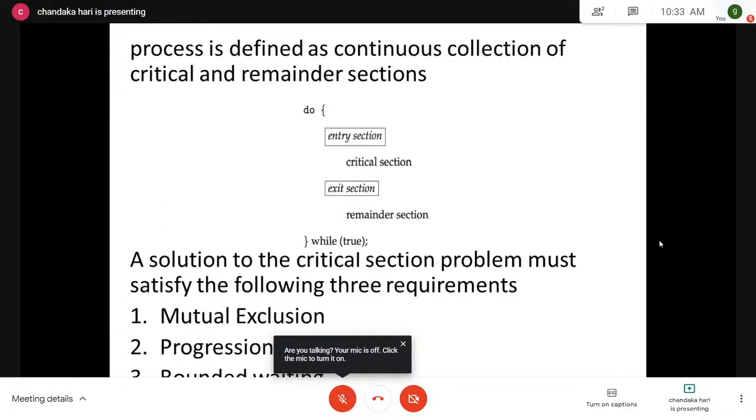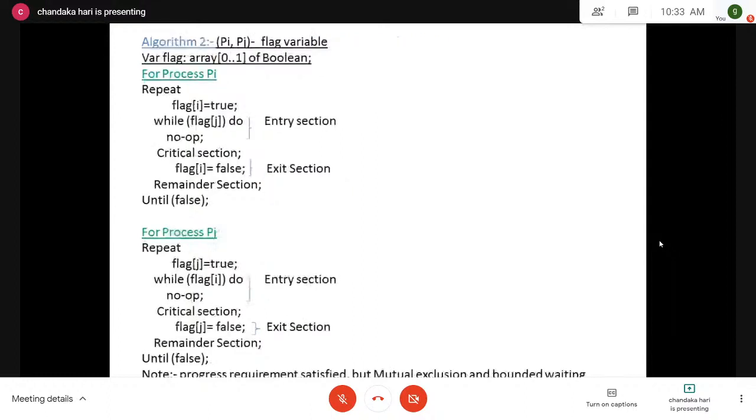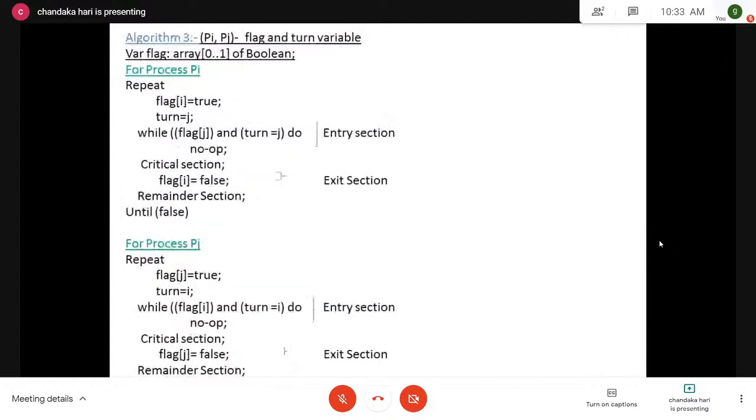This is what we saw, and after that we applied this and wrote solutions for 2 processes. The first solution only satisfies mutual exclusion. The second solution satisfies the progress requirement, and all 3 conditions are satisfied in the third algorithm. This is what we saw, followed by synchronization hardware.